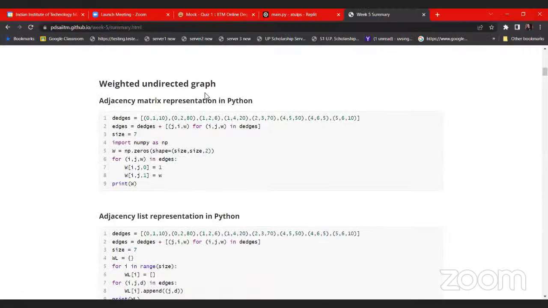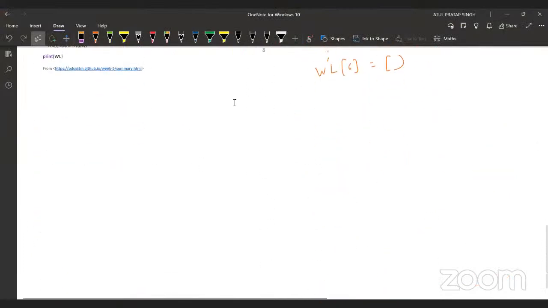So after that, second is the weighted undirected graph. Same things as in the directed graph, but the edge is considered from both sides. If there is one edge between two vertices, for example, in the undirected graph, if we have vertices A and B, and there is one edge with a weight of 50 here.